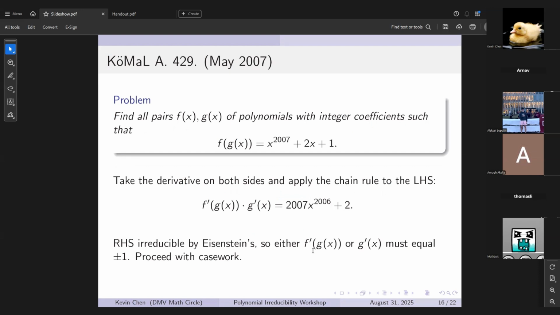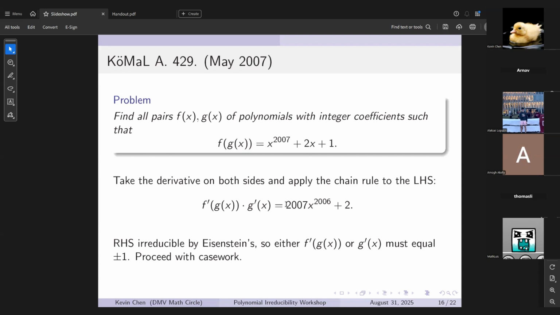And so that's why we're inspired to use a tiny bit of calculus in the beginning, where we take the derivative on both sides. The left-hand side is just the chain rule, and the right-hand side becomes 2007 x to the 2006 plus 2. This is much easier to tackle because on the left-hand side we have two clear factors. And the right-hand side is irreducible by Eisenstein's because with the prime number 2, it doesn't divide 2007, but it divides 0 and 2, and 2 squared clearly doesn't divide the constant coefficient, which is 2.